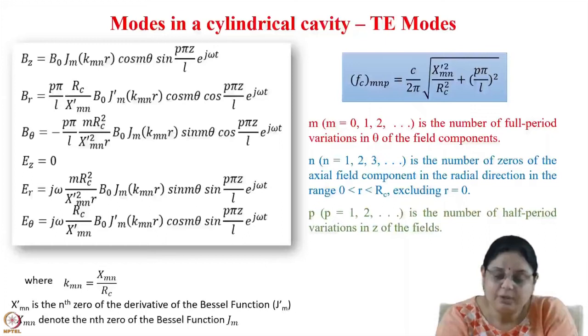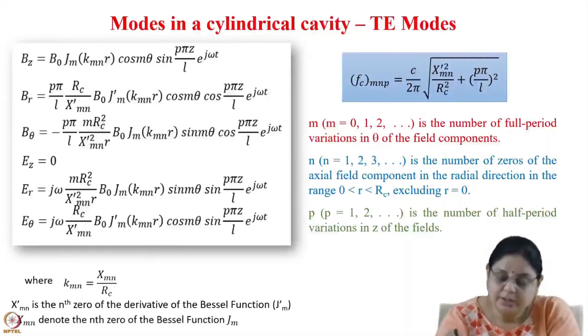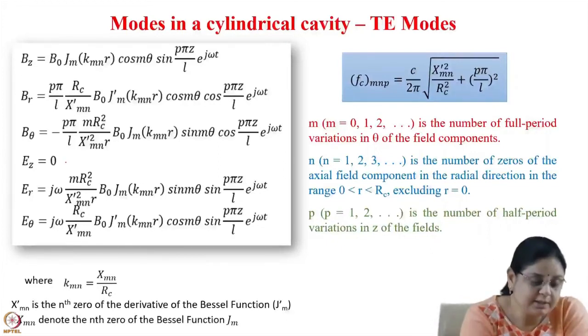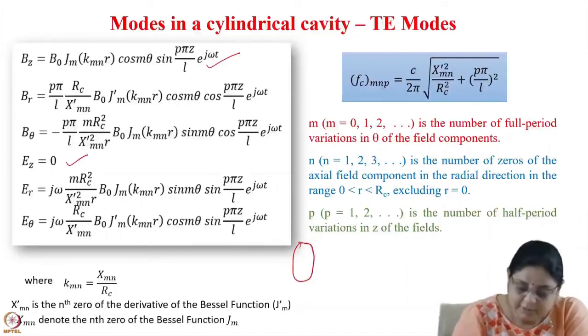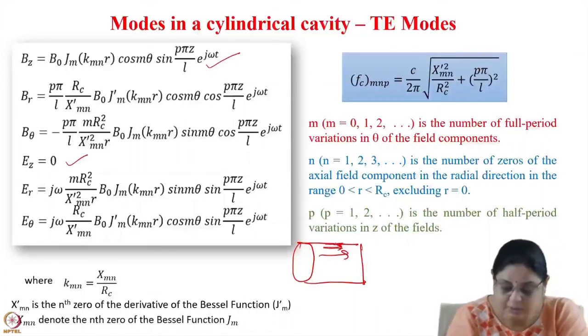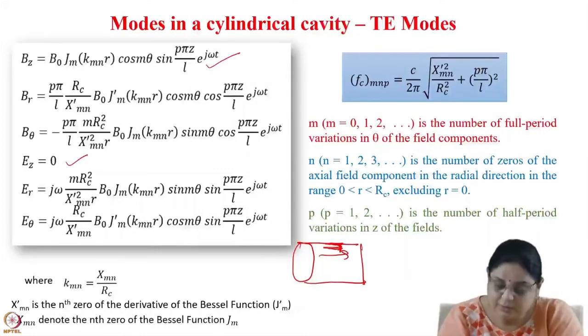Now similarly, for the TE mode, the definitions of M and P are almost similar. So here EZ is equal to 0 and you have the BZ field. Remember, in the cavity, when you have the BZ field, unlike the EZ field, the BZ does not go to 0 at R is equal to RC. So here BZ is the tangential component which by boundary condition is allowed. So it will not be 0 here at R is equal to RC. It will have some finite value at R is equal to RC.